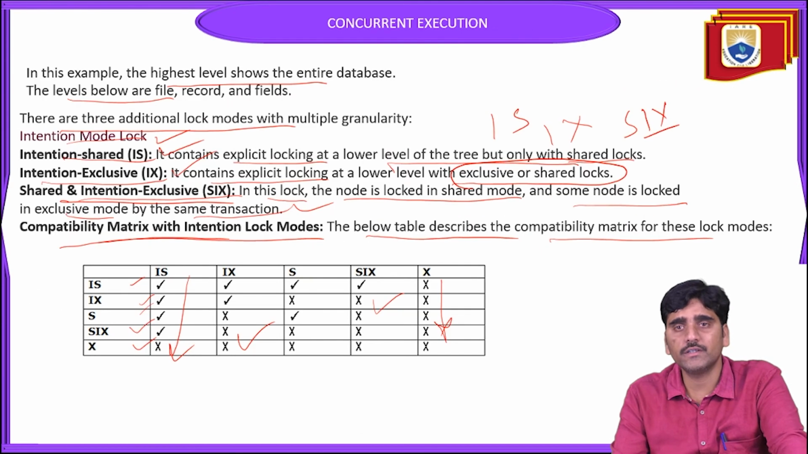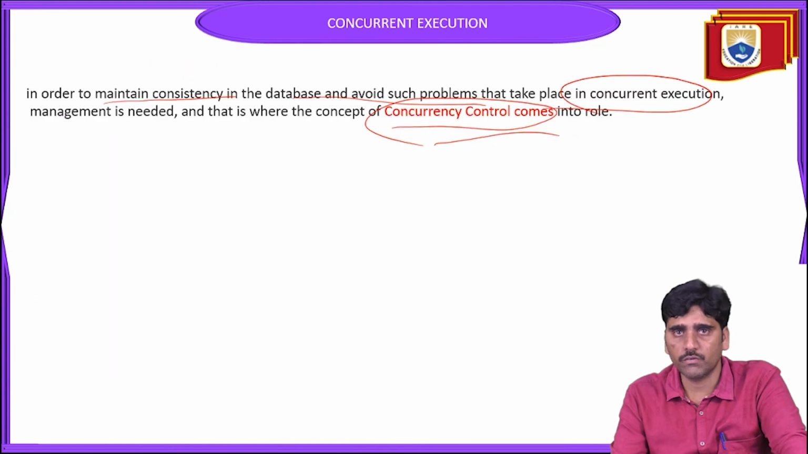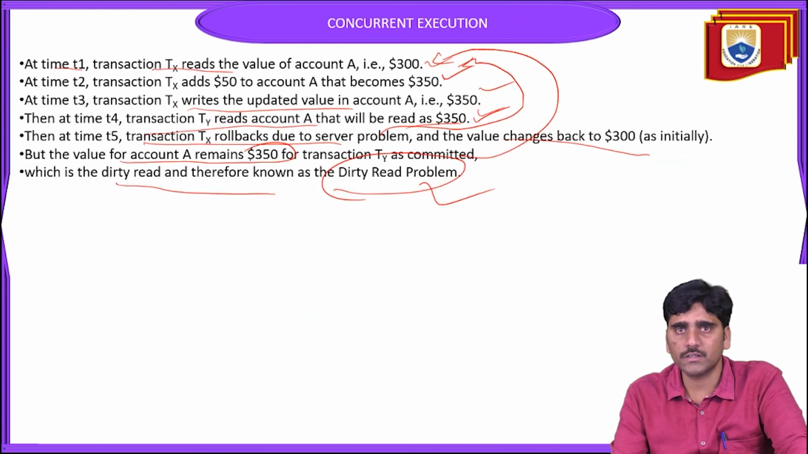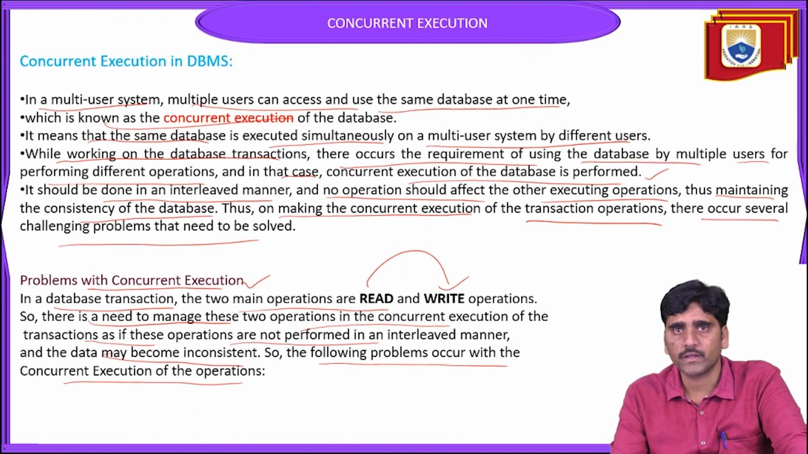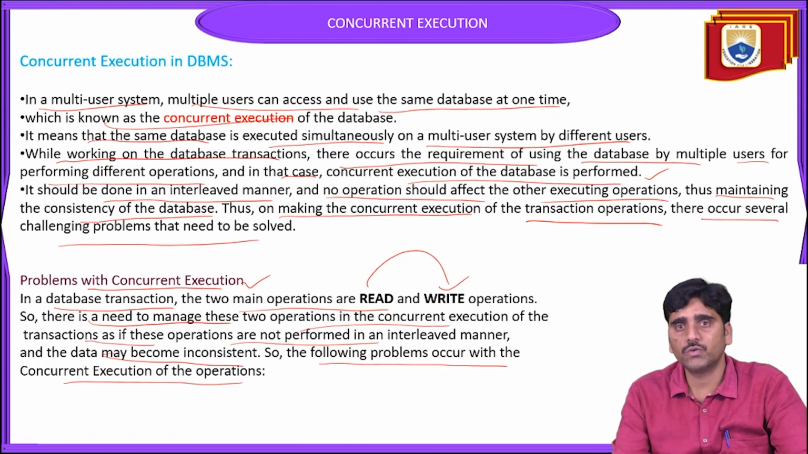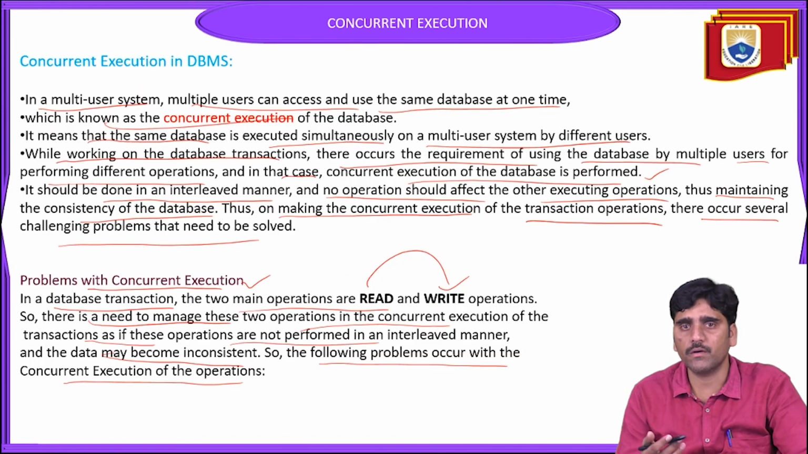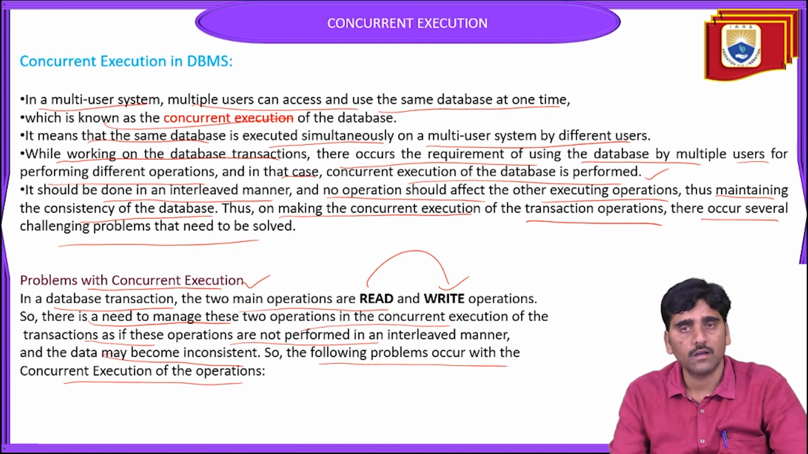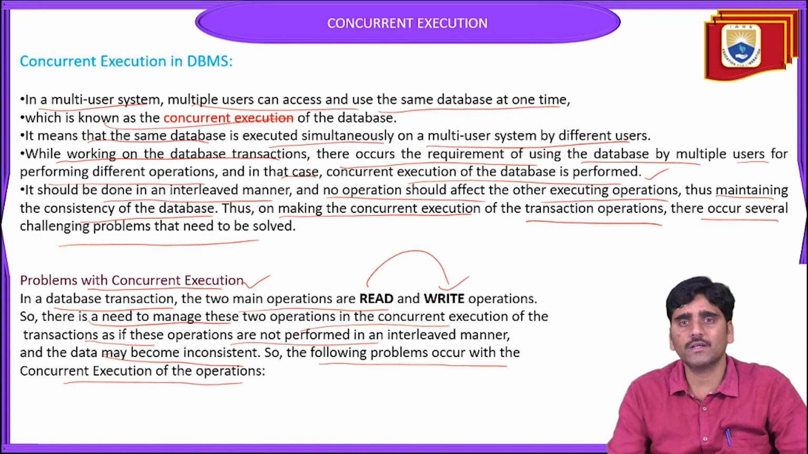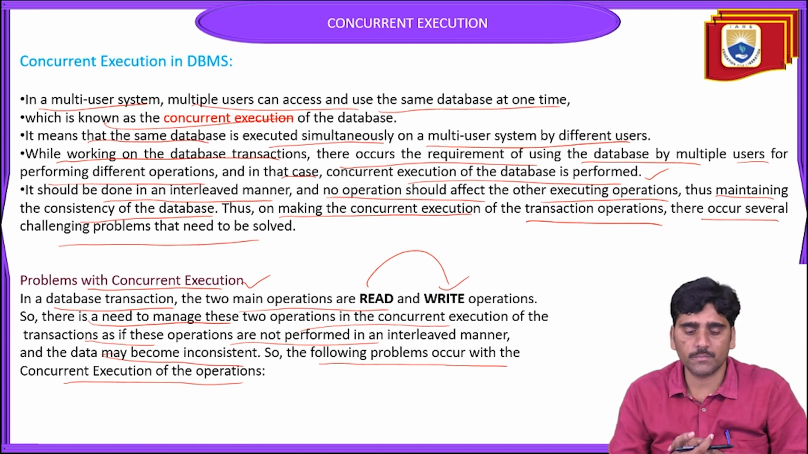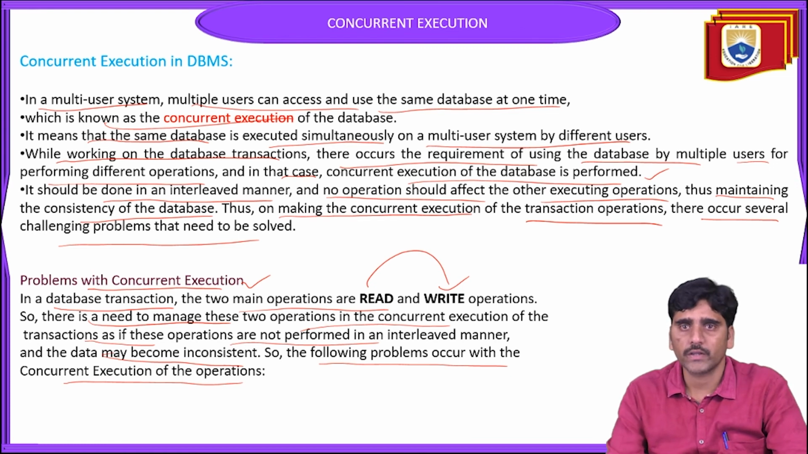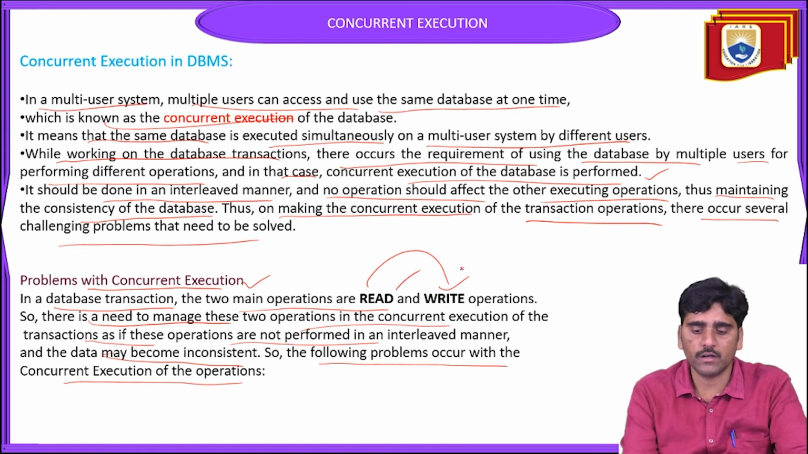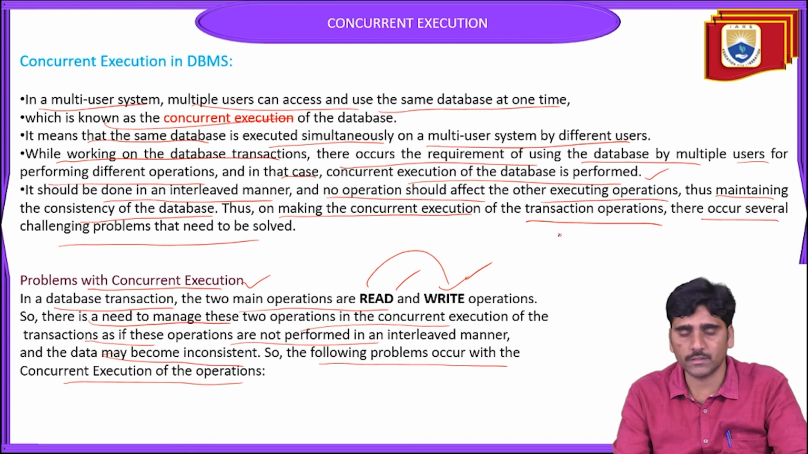So what we discussed in this session, we will see once again. In this session we discussed concurrent execution. What is meant by concurrent execution? Executing multiple transactions at different places at the same time is called concurrent execution. What are the problems we face by doing this concurrent execution? We face read and write operation problems.